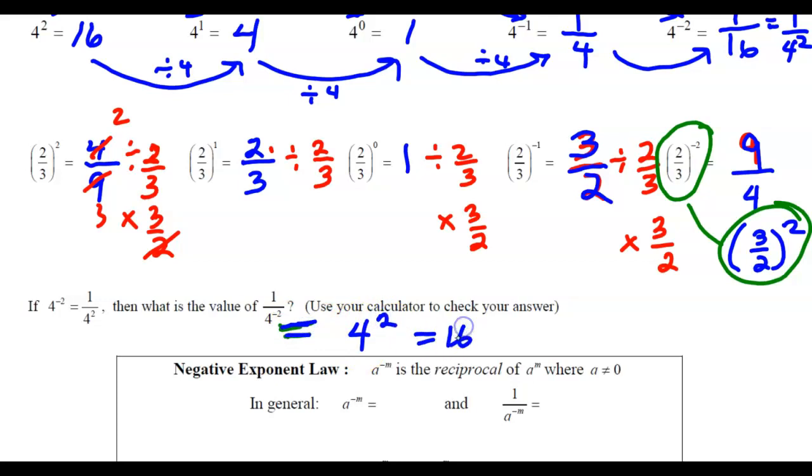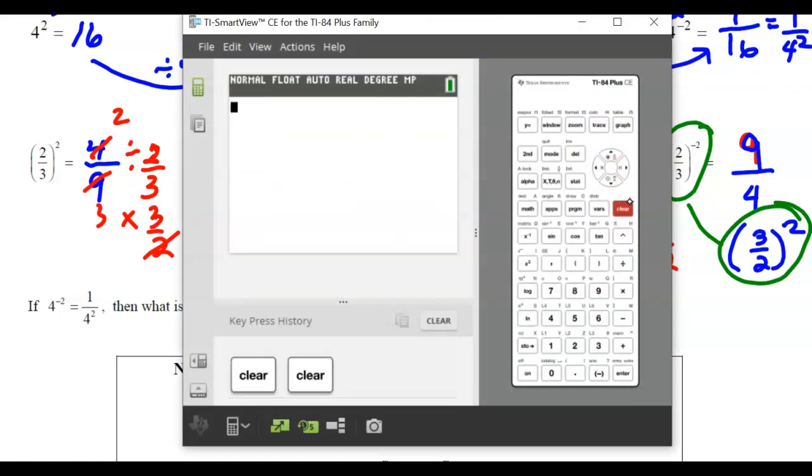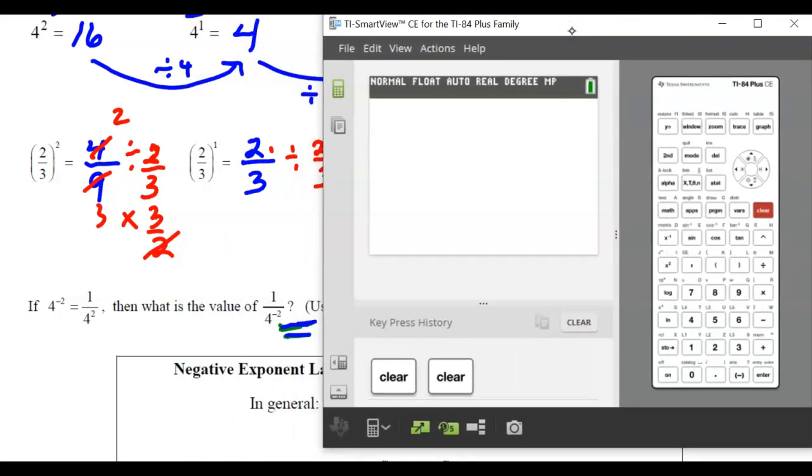So let's check it out on your calculator. Get out your calculator if you have it. Look at your neighbors if you don't have one. Okay? You don't need a graphing calculator, just a scientific that has an exponent key, right?